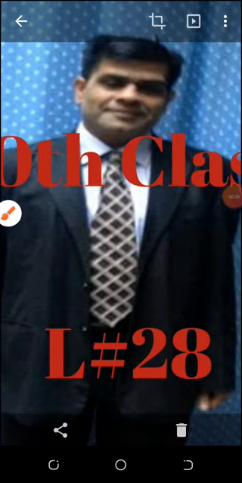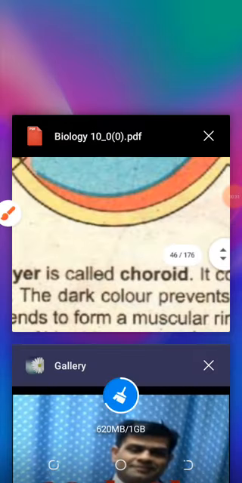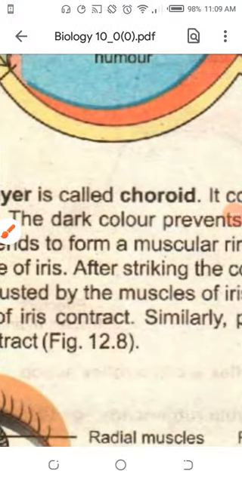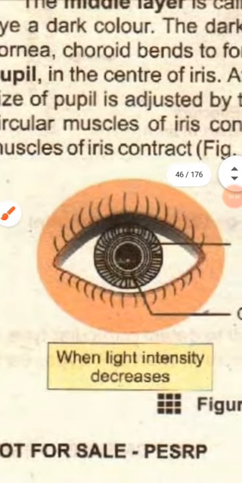Lecture number 28 for the 10th class with most information about the structure of the eye. What are the layers present in the eye? We were discussing choroid, retina, sclera. These are the three layers. What is the important layer? We discussed the important layer, retina.